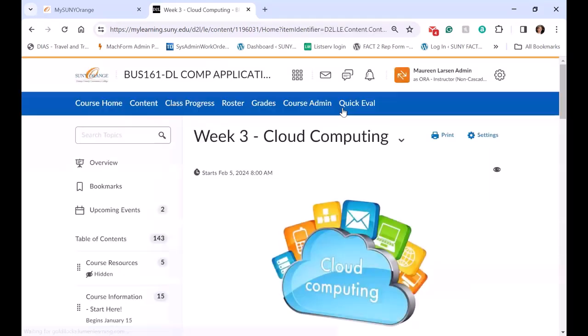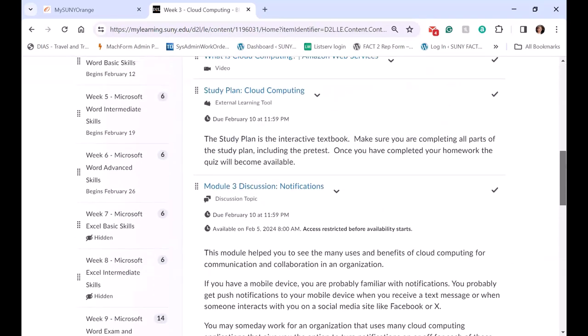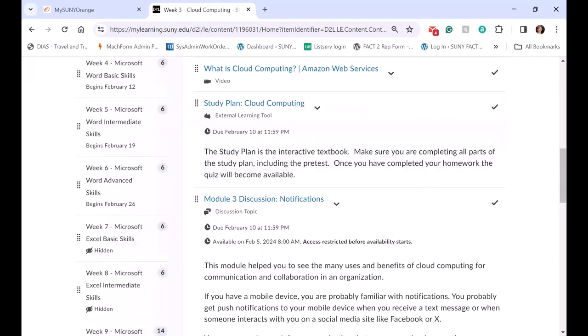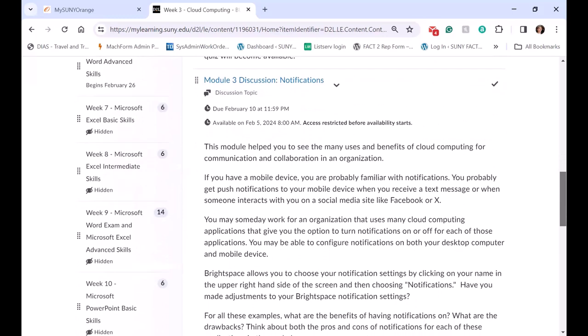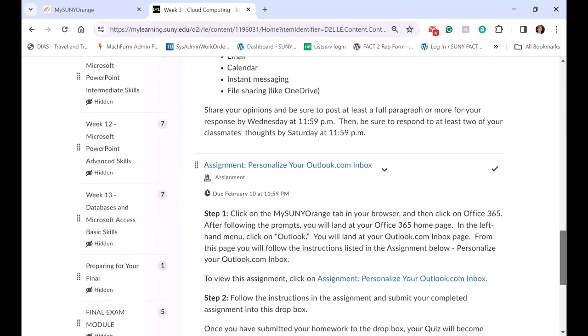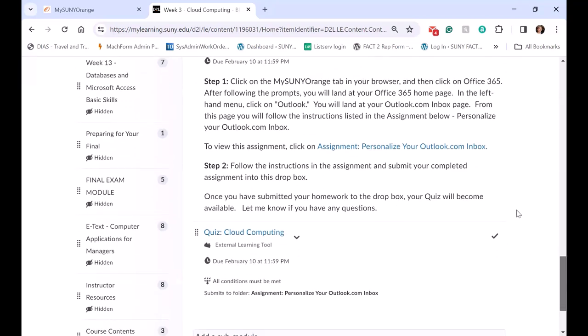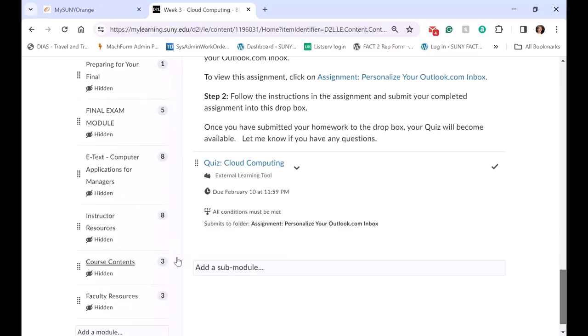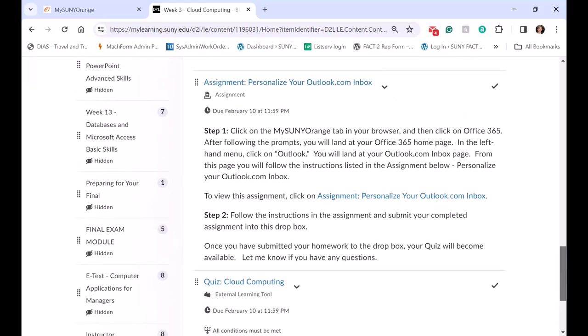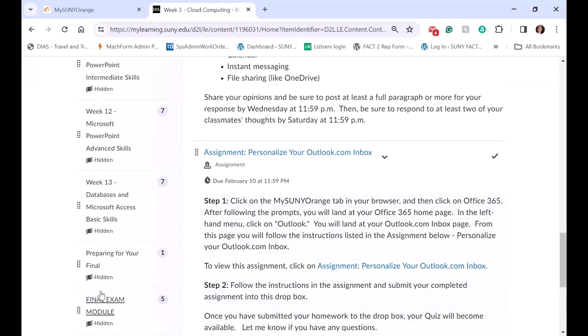And I have it set up so that they cannot take their quiz until they've submitted the homework assignment. So after they complete the study plan, I ask them to do the discussion. And when the discussion is complete, they can then work on their assignment. And once they've submitted the assignment, then the quiz will become available to them. Every week is pretty much set up the same way, except of course the final exam week; the next to the last week we use to prep for the exam.